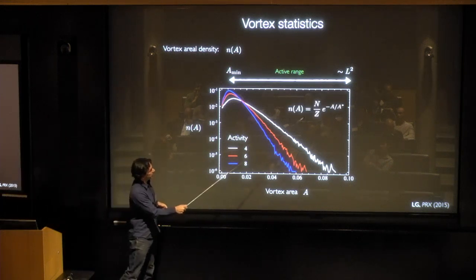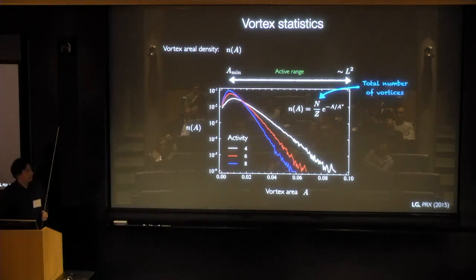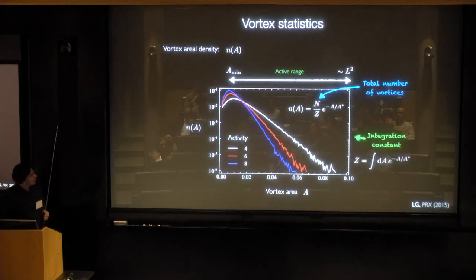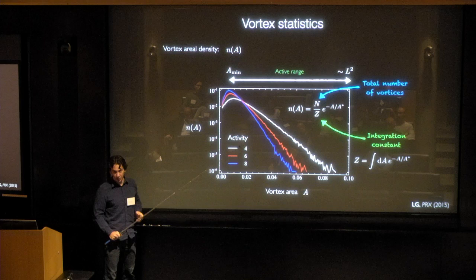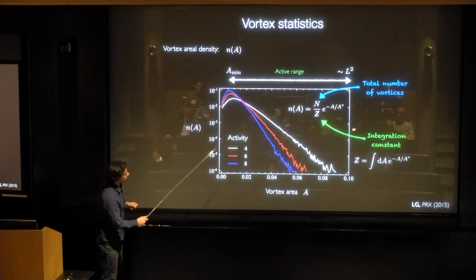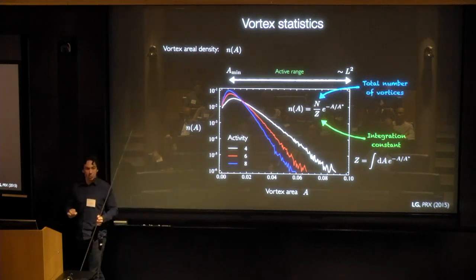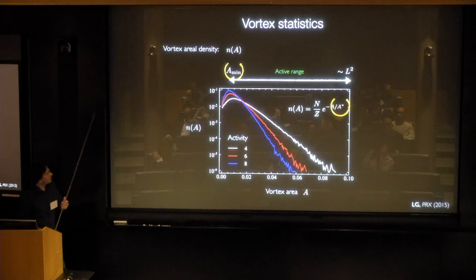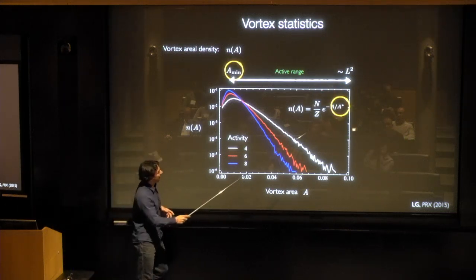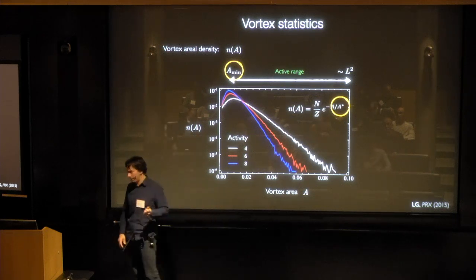Now in this expression, capital N is the total number of vortices, which is not a conserved quantity, and Z instead is just an integration constant. This is just a bit of terminology. But more importantly, this exponential distribution identifies two area scales, two peculiar areas, which are the minimal area here, where the distribution stops being exponential, and the typical slope of this exponential line, which I call A star.